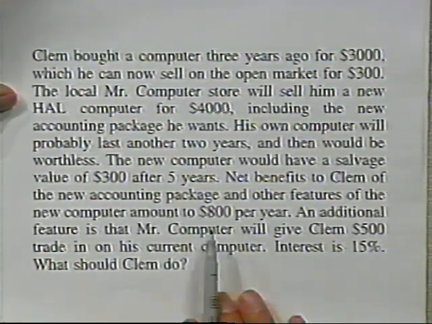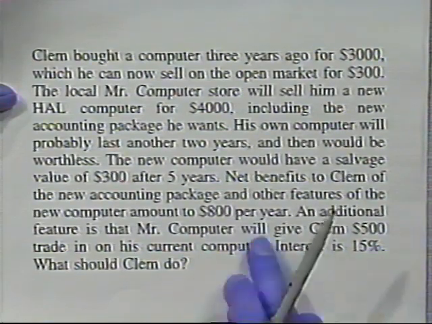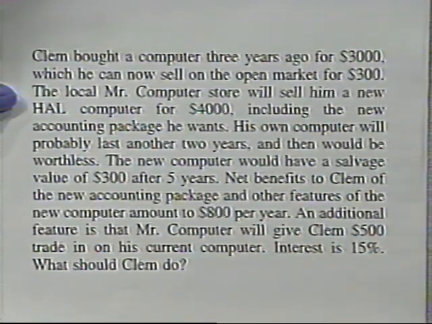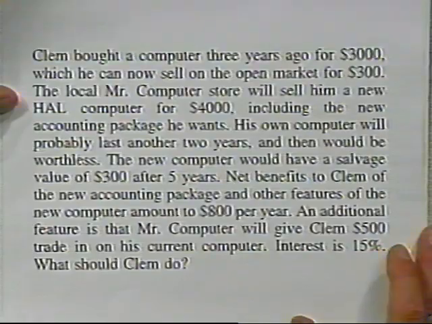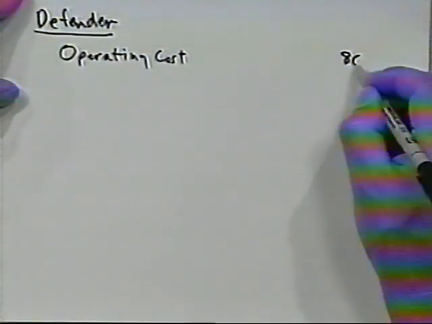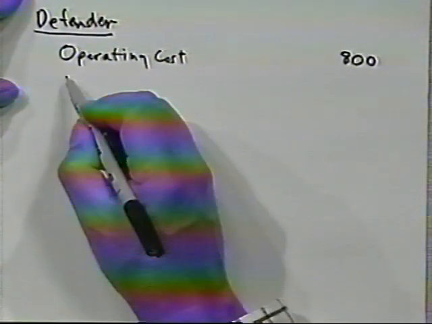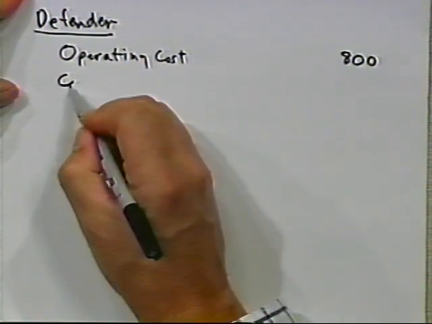In the problem, we saw that the benefits to Clem of the new accounting package and other features of the new computer amount to $800 per year. So that's a benefit of the new computer, which can also be considered a cost of retaining the old computer. I could put that in as either a negative cost for the new computer or a positive cost for the old computer. And just for conventional purposes, I'll put it in as an operating cost of the old computer. We also have capital recovery.